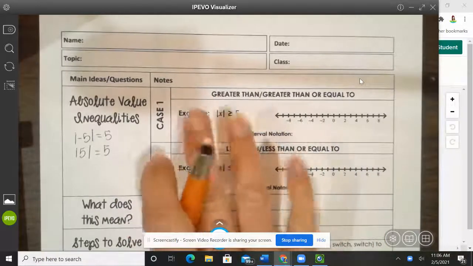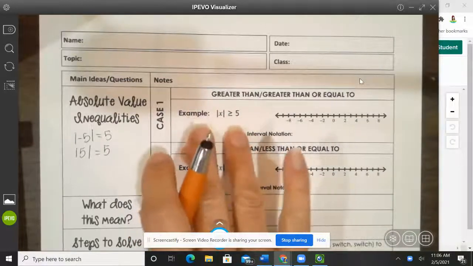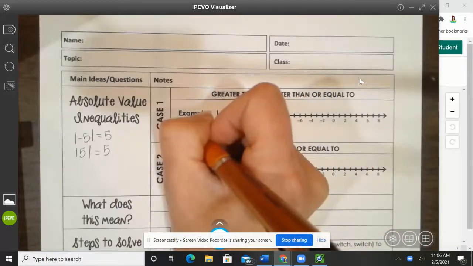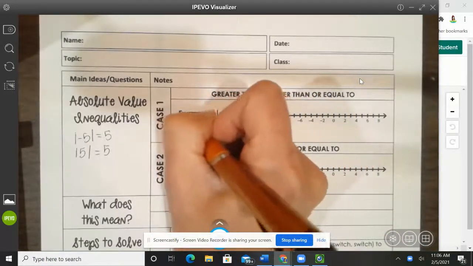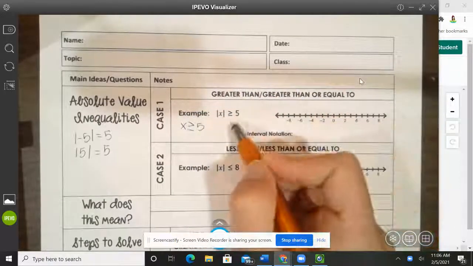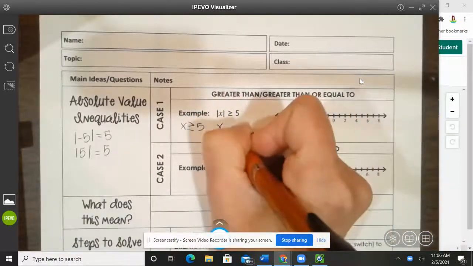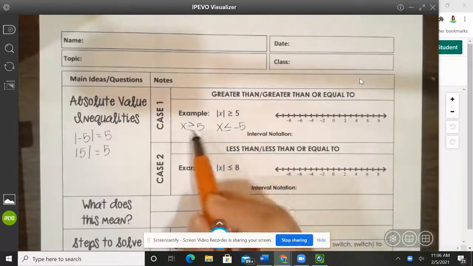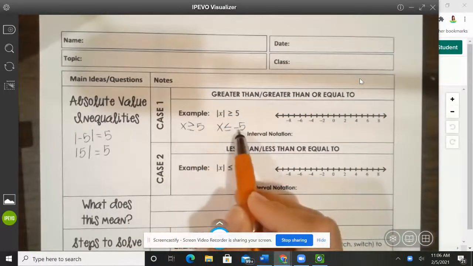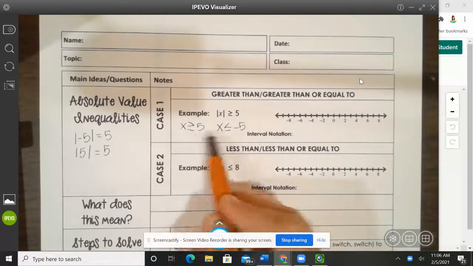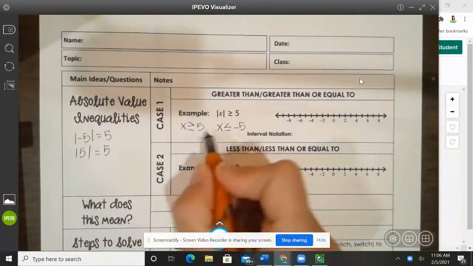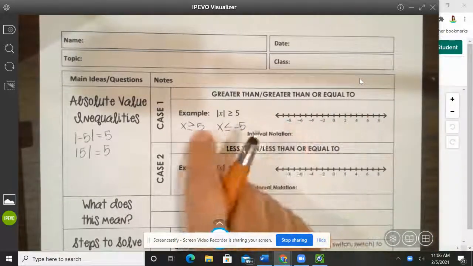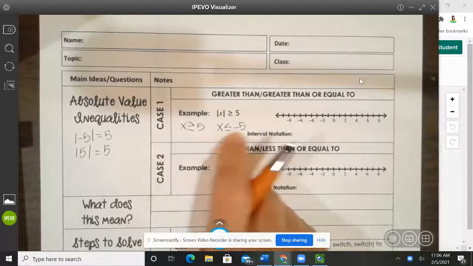So this has two cases. Remember when we did absolute value equations, it has two cases. So the first case is x is greater than or equal to 5. And the other case is x is less than or equal to -5. Notice that the two cases are different in the inequality symbols, right? So we have to flip them and then we use a -5. They're the total opposites, okay?